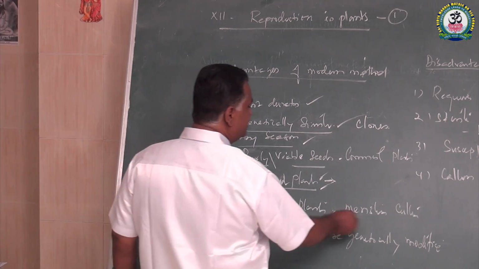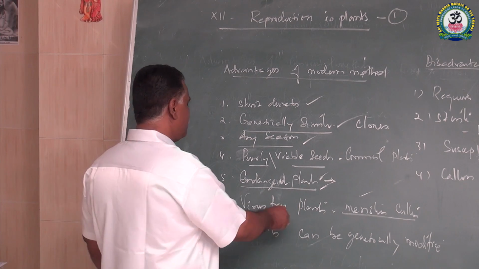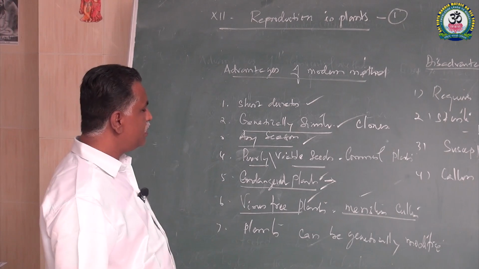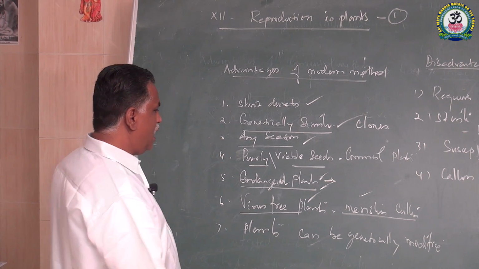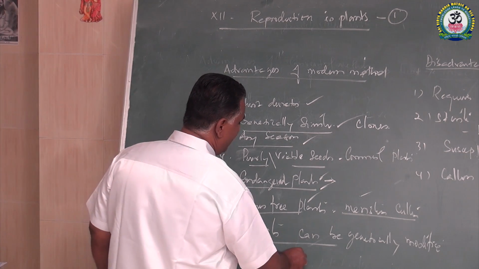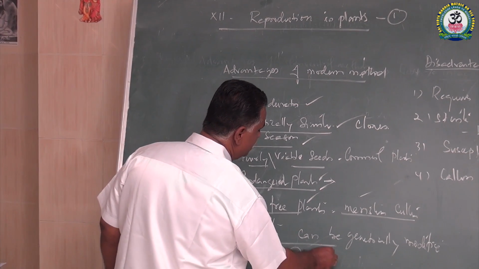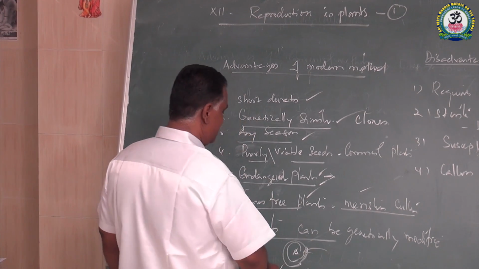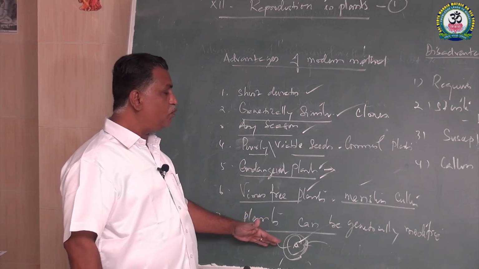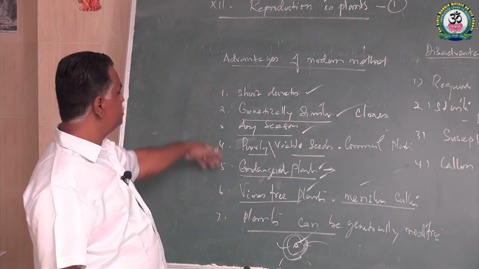And virus-free plants: taking a meristem, plant tissue culture is adopted from the meristem and we can produce virus-free plants. Virus-free plant is produced in banana through meristem culture. This is possible because of this method. And plants can be genetically modified by using this method. How? Cells of plant A can be inserted with a desirable gene and become a recipient, and that cell can be multiplied and will have the qualities of both plants. So genetic modifications can also be brought about by this method.